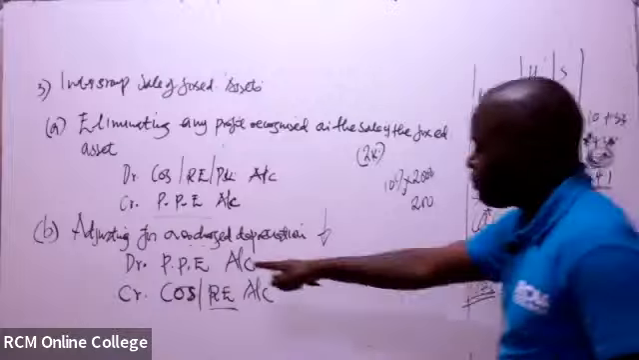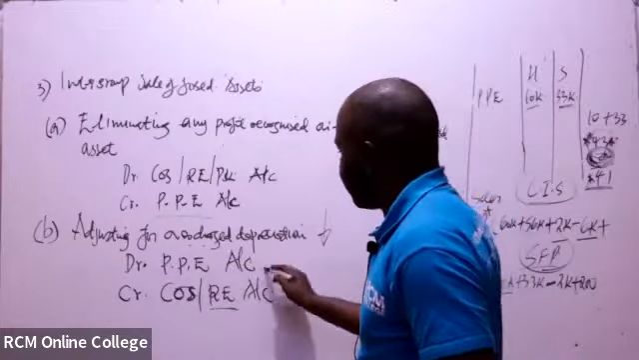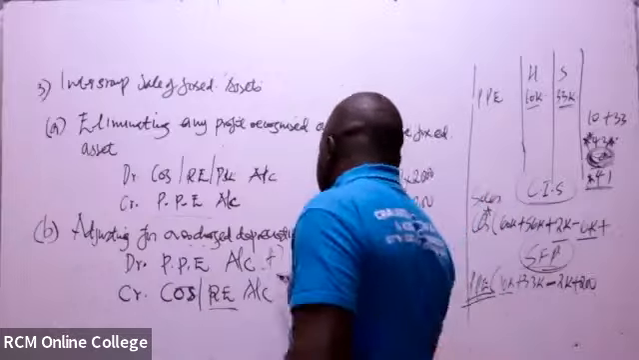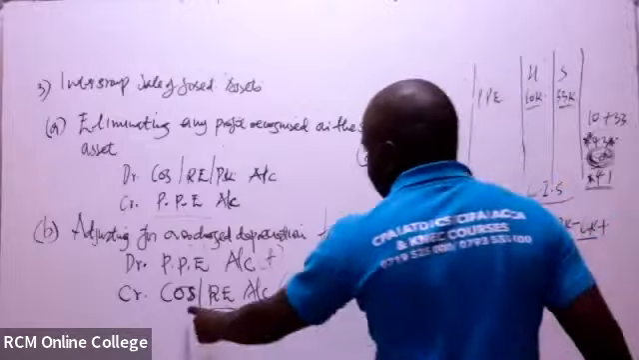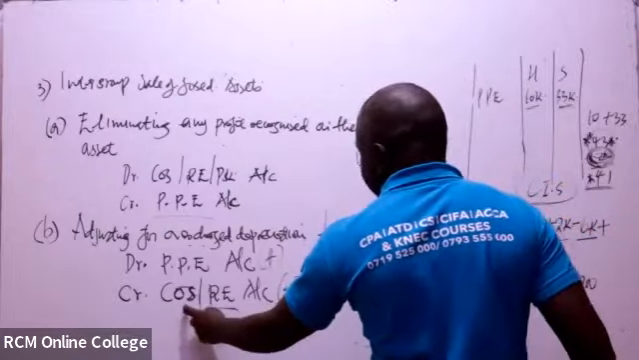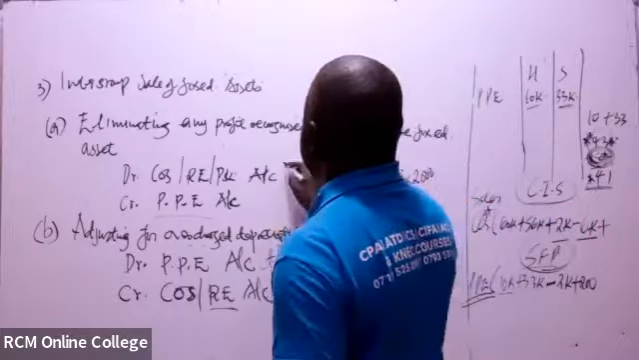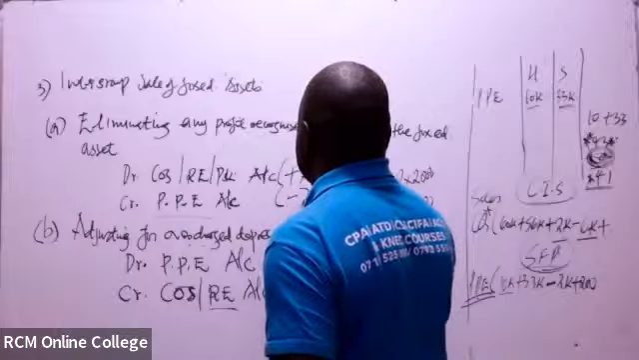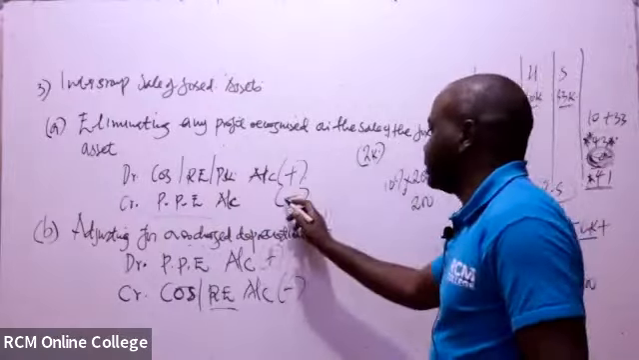Because if you are debiting the property, plant, and equipment account, it means you are increasing it. So we'll be adding. This one will be minusing. When you credit the cost of sale account, which is an expense account, it means you are reducing it. This one means you are adding, you can put positive. This one means you are deducting from the property, plant, and equipment account.